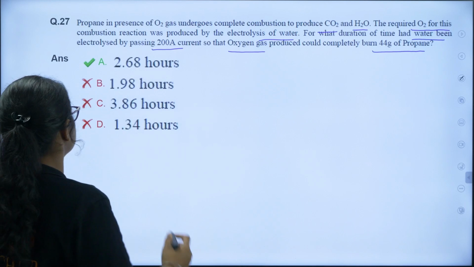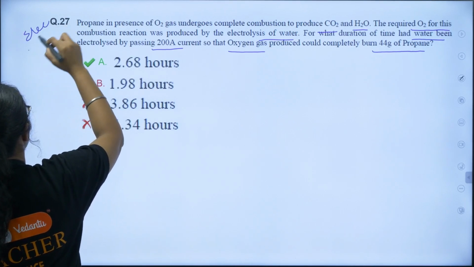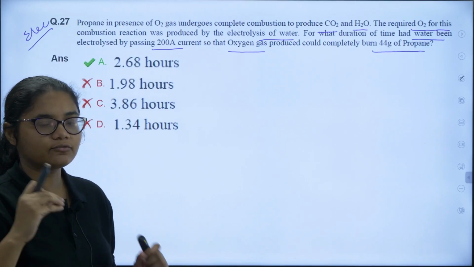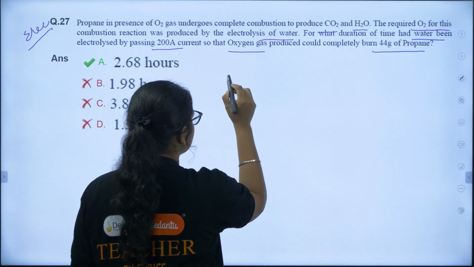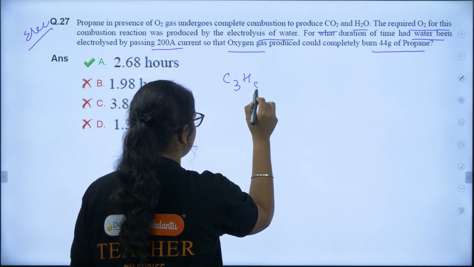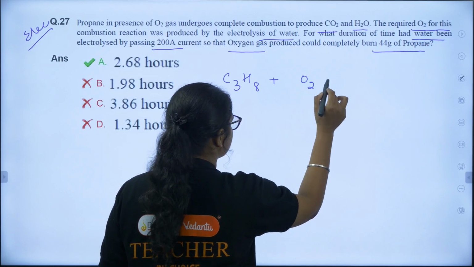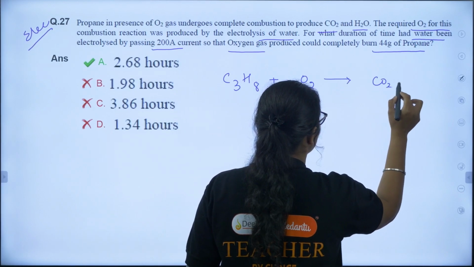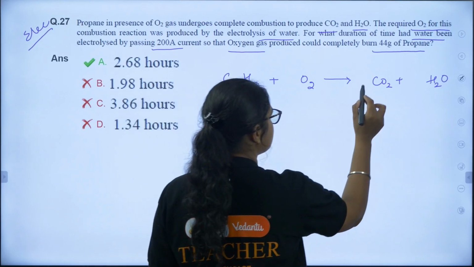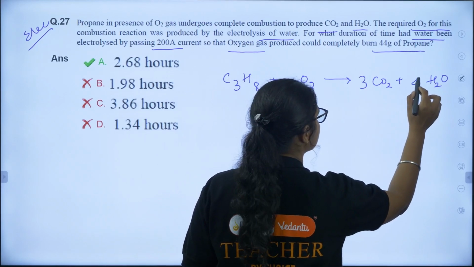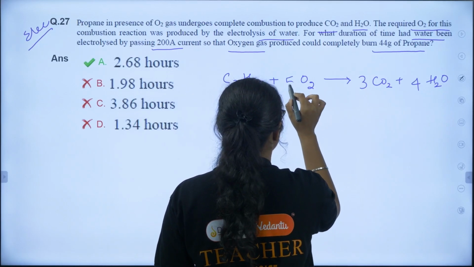Okay, so this question is from electrochemistry, right? Again, an easy question. You have to think a little about the equivalent mass and all. So propane is C3H8, plus O2 will give you CO2 plus H2O. Now if I balance this one, it will be 3 CO2 and 4 H2O. Then we have 10 O, so I have 5 O2.